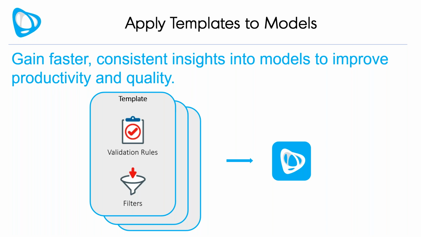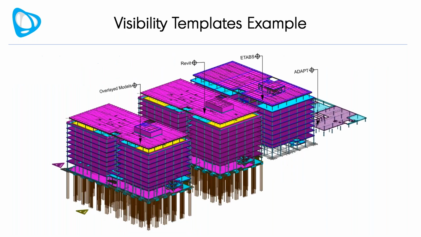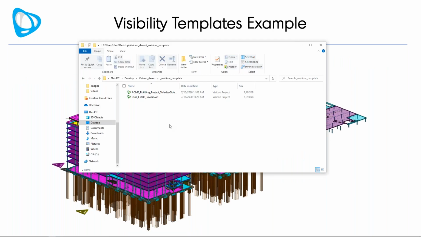So that sounds pretty exciting. Let's go through a scenario. As I'd mentioned, we're going to keep working with the same exact project, Acme. I did something fun before today's session. I actually merged the REVIT, the ETABS, and I actually happened to have an ADAPT model on the same exact project. So I've already pre-merged those.